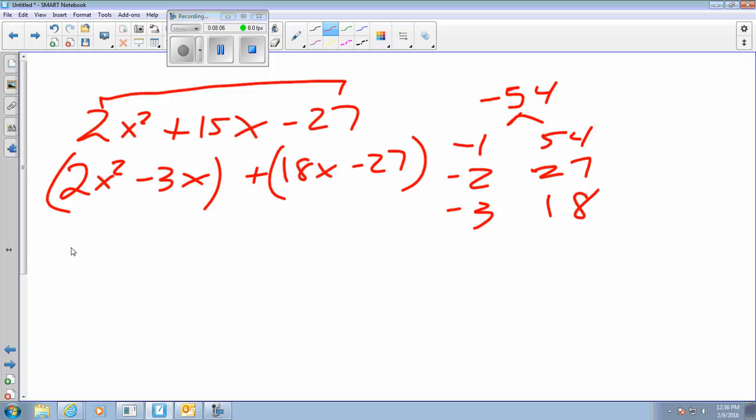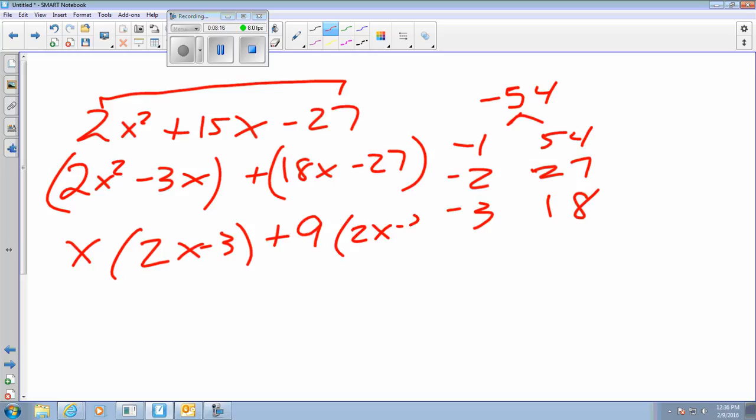Greatest common factor of my first grouping is an x, leaving me with 2x minus 3. Greatest common factor of my second grouping is 9, leaving me with 2x minus 3. Pulling that 2x minus 3 out front, my leftovers look like x plus 9.